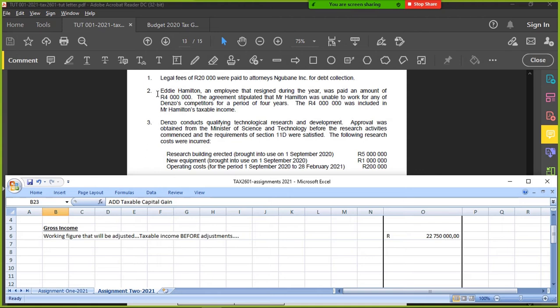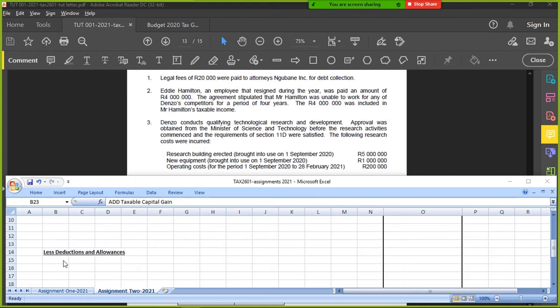Right, so number one, legal fees of 20,000 were paid to attorneys, Ngubani Incorporated, for debt collection. Right, remember with legal fees, the big question that you need to ask is, does this relate to the business's operations, or is this unrelated? So, do you think legal fees related to debt collection would be part of normal operations? What do you think? Yes. Good. Okay, so even if it wasn't, you would still put it in here.